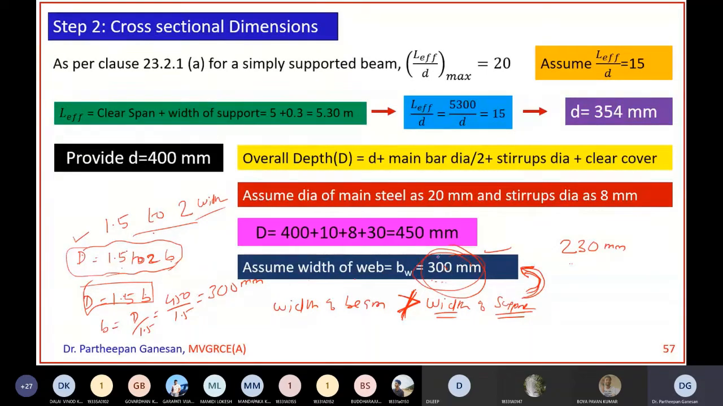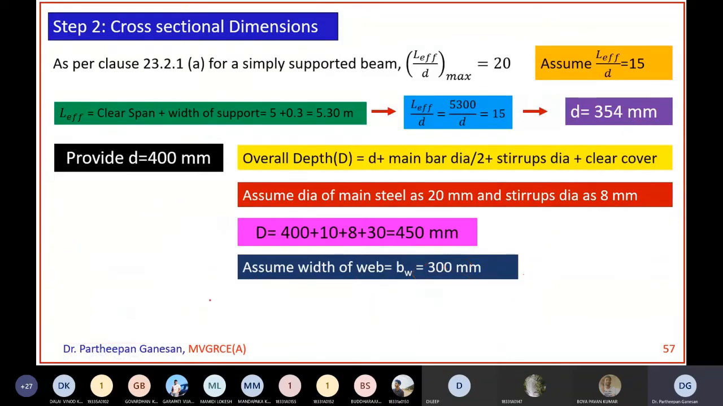So if you ask me how 300 came, that is from here, and that is within the width of the support. Actually, it is equal to the width of the support. So it should not be greater than the width of the support. Okay. So now I got the cross-sectional dimensions. My width of the web is this much. My overall depth is this much. My effective depth is this much. Right. Now, what will be the next step? One thing is missing here. Like this is my T beam.